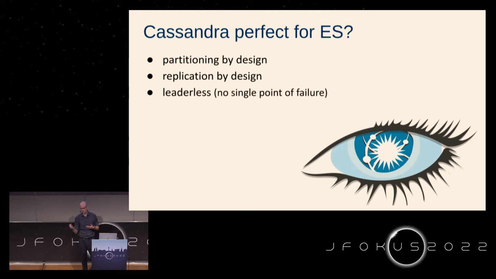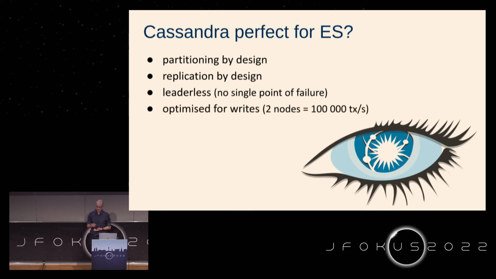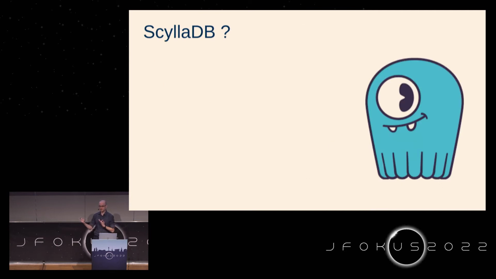In comparison to Mongo, let's say, where you have classic leader-follower architecture, and in case of leader failure, strange things could happen. And here, any node can handle any query. Cassandra is optimized for writes, so just 2 nodes can handle 100,000 transactions per second. These are, of course, marketing materials, but if it's not enough for you, then you can scale it in a horizontal fashion. Be aware that there's a growing alternative to Cassandra, which is ScyllaDB.